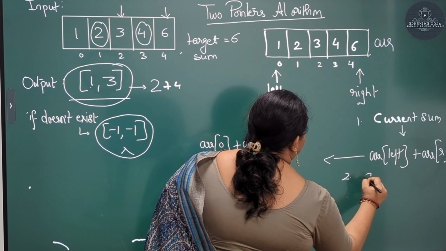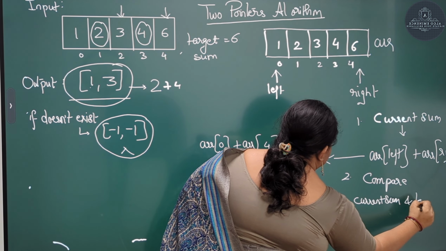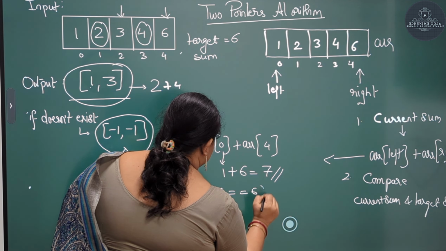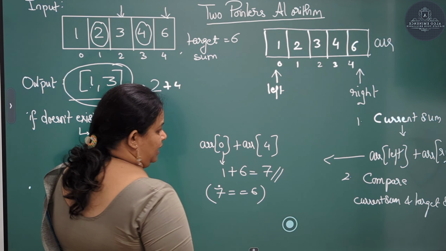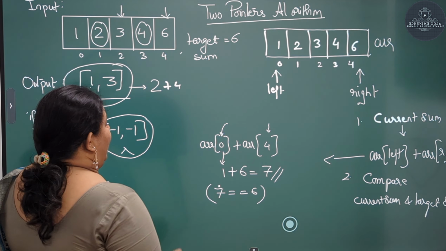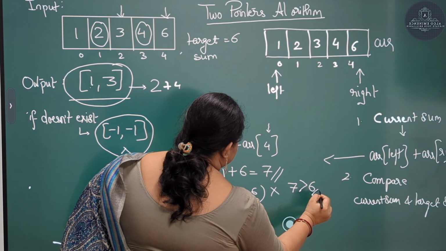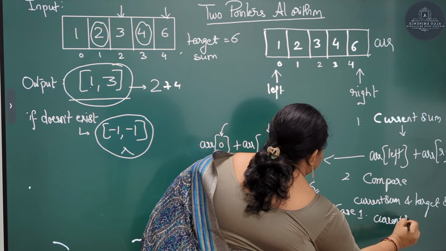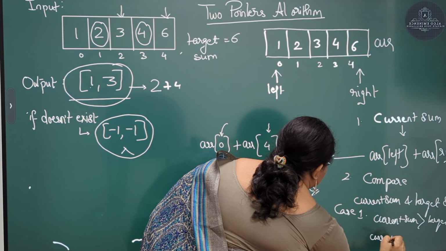Secondly, you compare the current sum and the target sum. Means the 7 is being compared with 6. Now, if my current sum is equal to my target sum, I'll be sending back these two indices. And if they are not equal, since in this example they are not equal, what we find here is our current sum is greater than our target sum. These are the cases you will find. The first case is where my current sum is greater than the target, and the second case is where my current sum is less than the target.